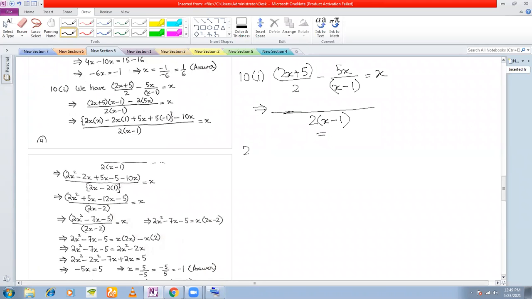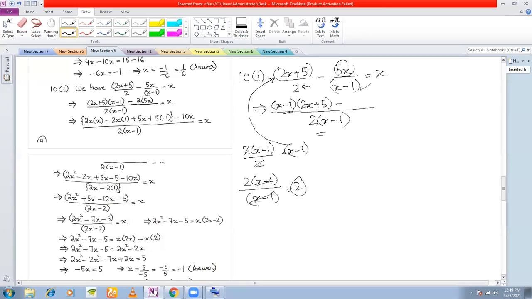Now what should you get on this side? I have 2(x − 1). So 2(x − 1), I will divide by this 2 here to get x − 1. This x − 1 that we are getting, we will multiply with 2x + 5. So I'll get (x − 1)(2x + 5), minus, again the LCM is 2(x − 1). This time we divide 2(x − 1) by this x − 1 here, so we simply get a 2. This 2 we multiply with this 5x. We get 2 into 5x is equal to x.